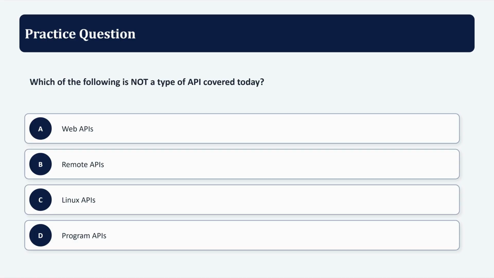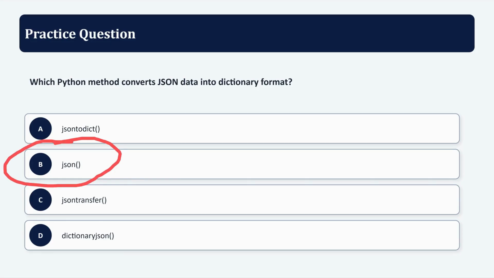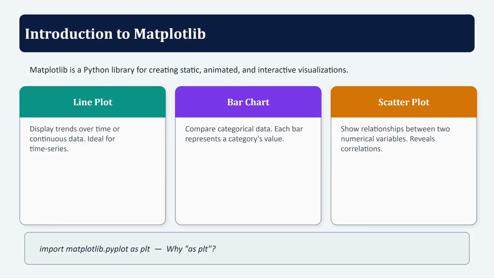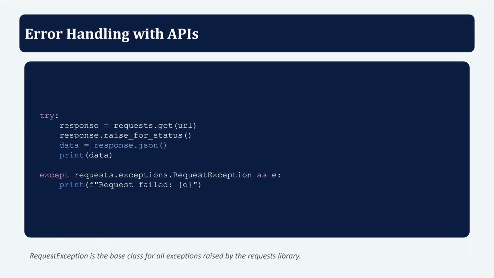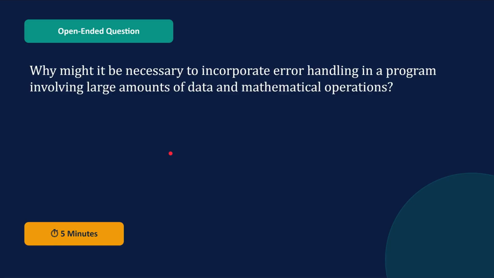Which of the following is not a type of API covered today? Well, we covered web APIs, remote APIs, and programming APIs, leaving only Linux APIs to be the answer. Which Python method converts JSON data into a dictionary format? That would be B, .json. That's also shown in the previous example, when we had to use .json to get the data in dictionary form.